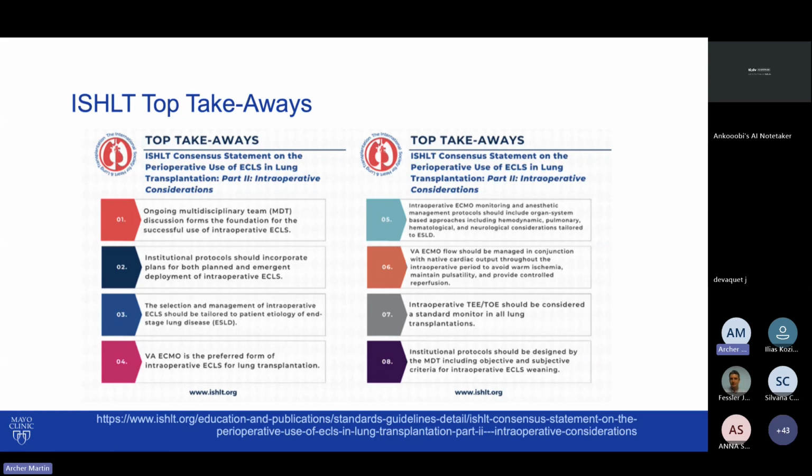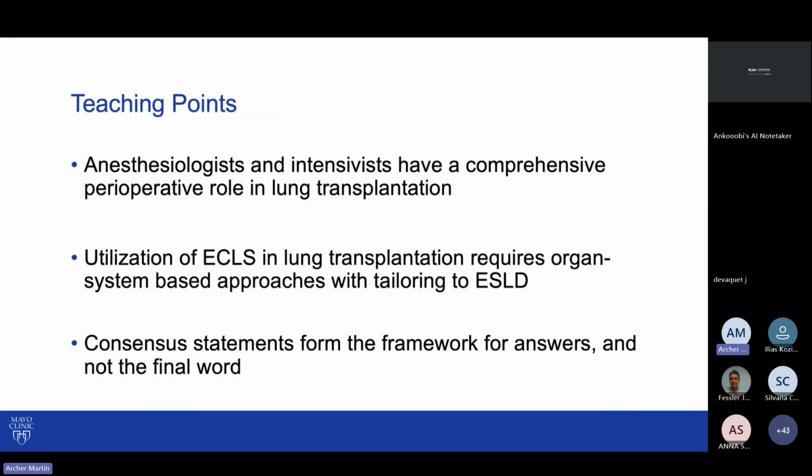So keeping with the standards of our global educational network, I'm going to be going over 3 teaching points as it relates to the intraoperative consensus. The first is that anesthesiologists and intensivists, those of us who have connected to this call, have a comprehensive perioperative role in lung transplantation. Second, the utilization of ECLS in lung transplantation requires an organ systems-based approach that's structured in its management, and it needs to be tailored to the end-stage lung disease of the individual recipient coming in for care. Finally, consensus statements such as this form the framework for answers, and they're not the final word.